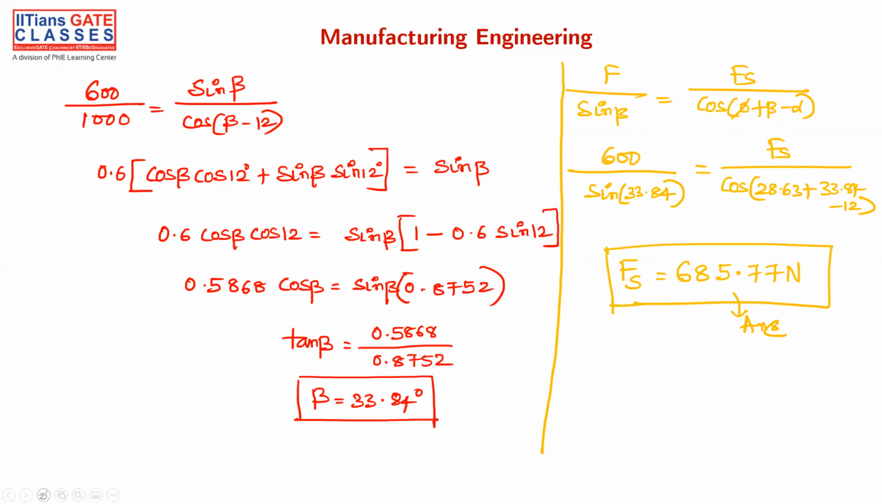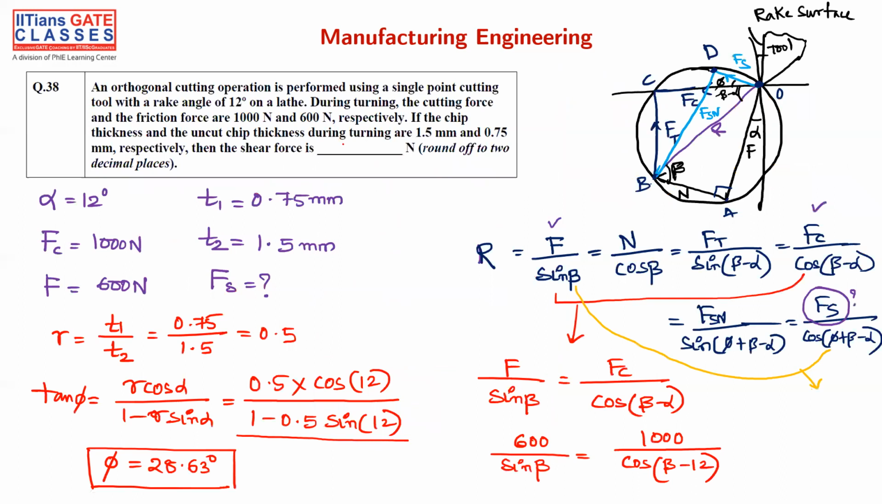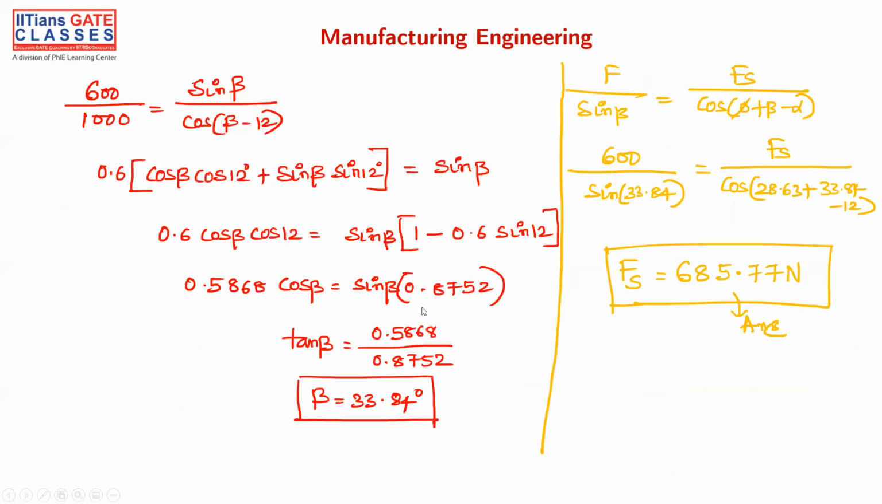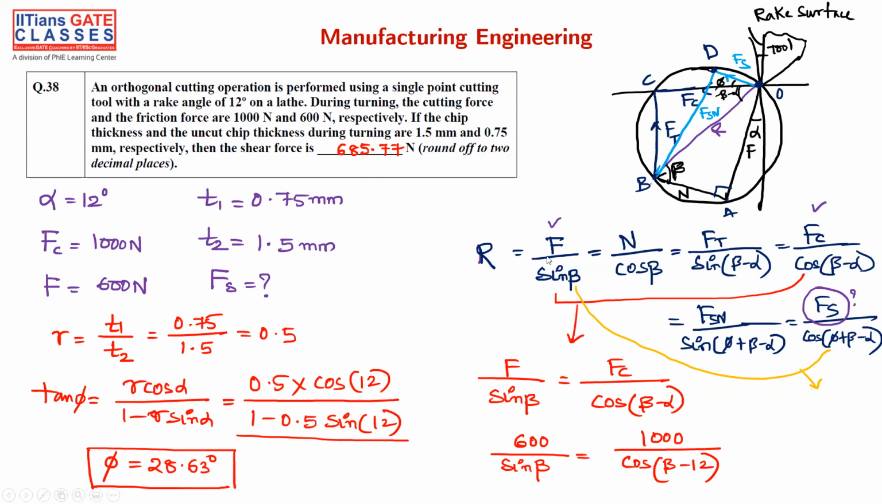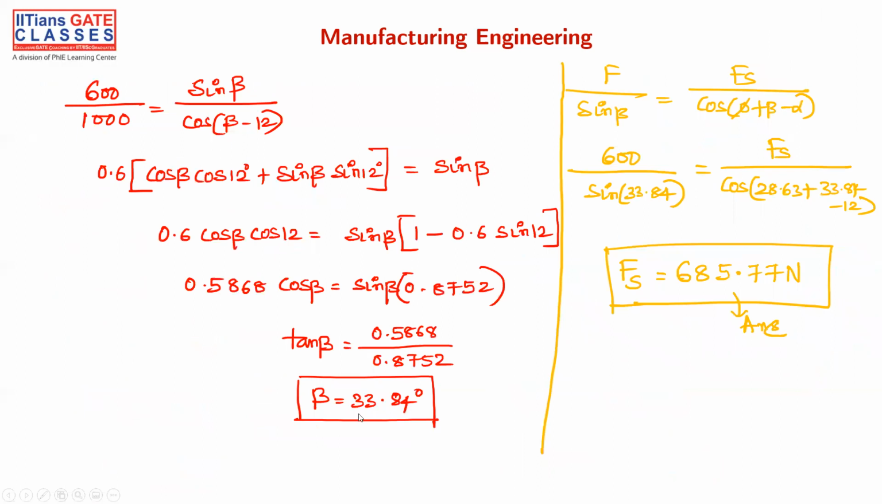685.77 newtons, that is the answer. So that is the solution for this nice question. It's lengthy, but it's very simple. If you know how to draw the merchant circle diagram, it's very easy. See what is not available and try to equate them to get what is not available, like beta, and then after getting it, substitute back into these equations. It's very easy. Okay, guys.